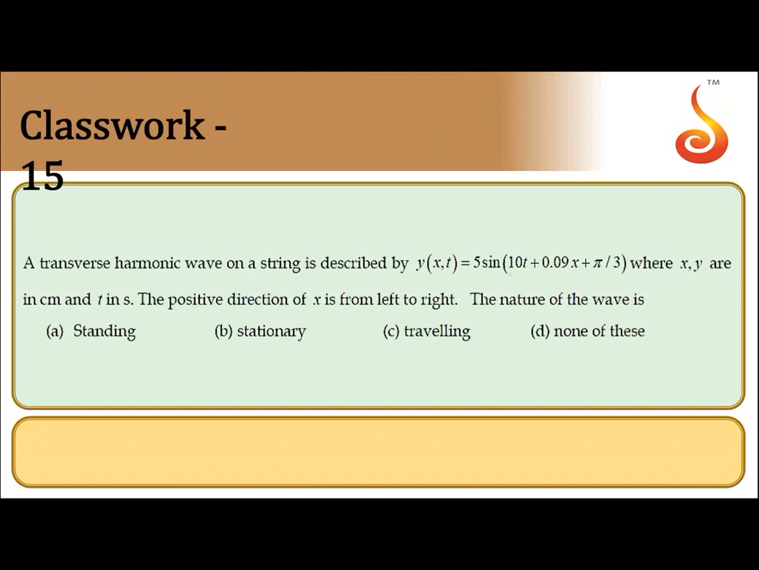See, here it is of the form A sine omega t plus kx. So this represents a progressive wave which is traveling. So it should be option C. Suppose if there are two trigonometric functions like sin omega t cos kx or cos omega t sin kx, then it will be standing wave or stationary wave. Standing wave or stationary wave are both one and the same. So it should be option C here.